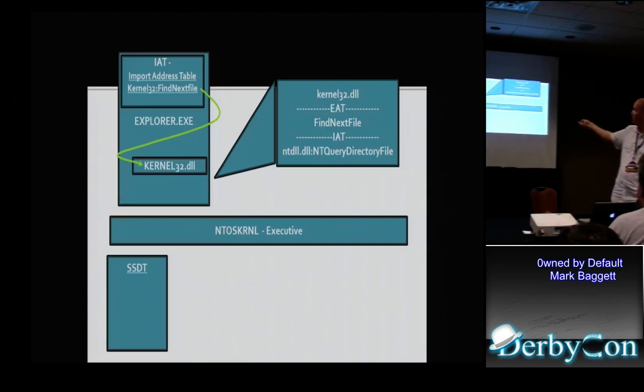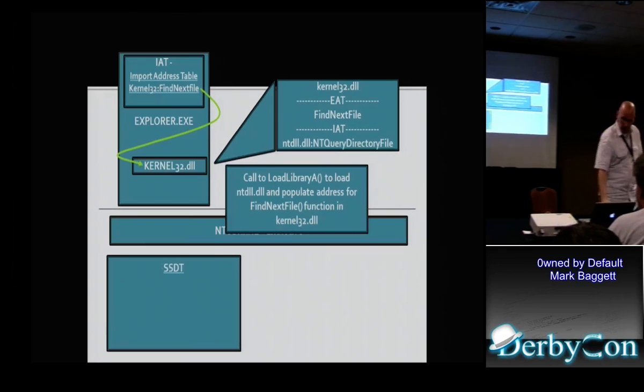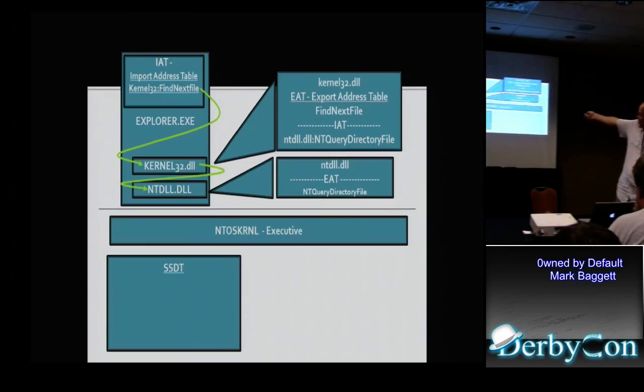Now, kernel32 may not actually contain that function either. In reality, kernel32 doesn't interact directly with the kernel at all. It always imports things from another DLL, right? ntdll.dll. So it's going to have an import address table as well. It's going to call LoadLibraryA, and it's going to have a second pointer that's going to go to ntdll.dll.